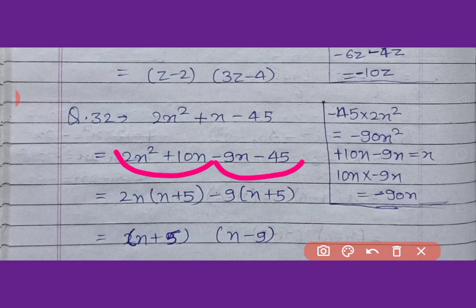From the first group it has taken common 2x, so it remained x plus 5. From the second group it has taken minus 9 as common, so it remained x plus 5. Now x plus 5 is common in both groups, so we take it out in one bracket, x plus 5. Now what remains? 2x minus 9. By mistake I have written x plus 9, so you will correct it. You will write 2x minus 9.